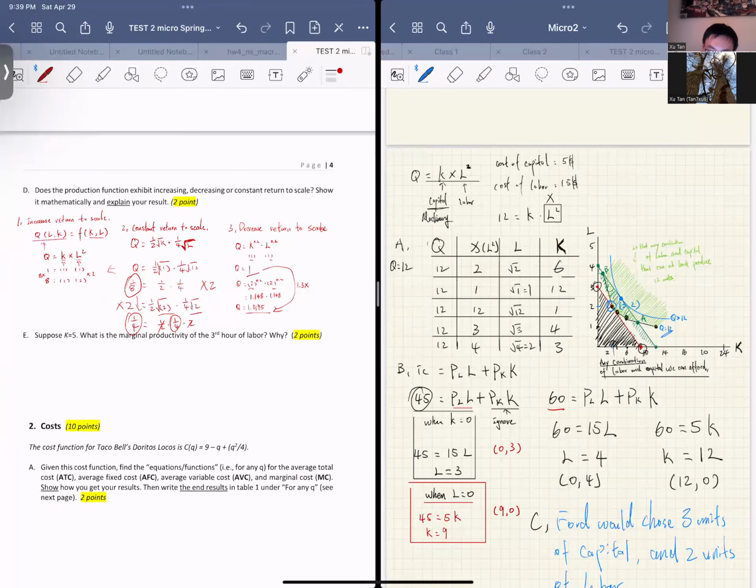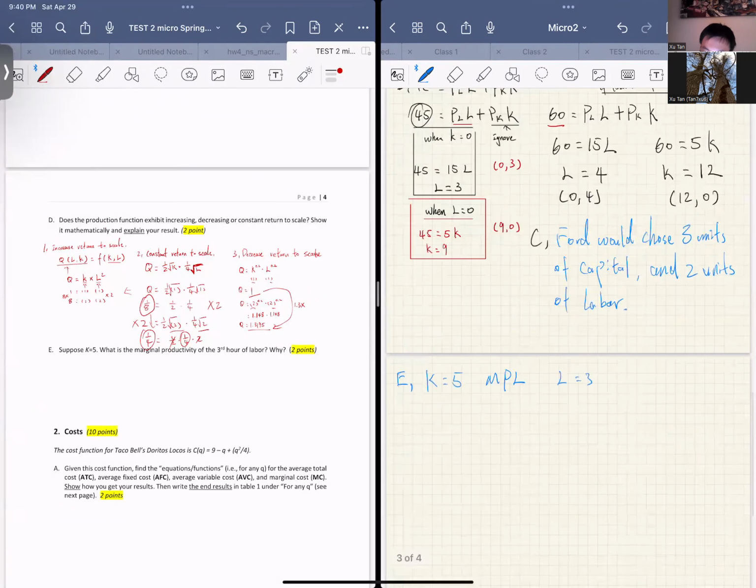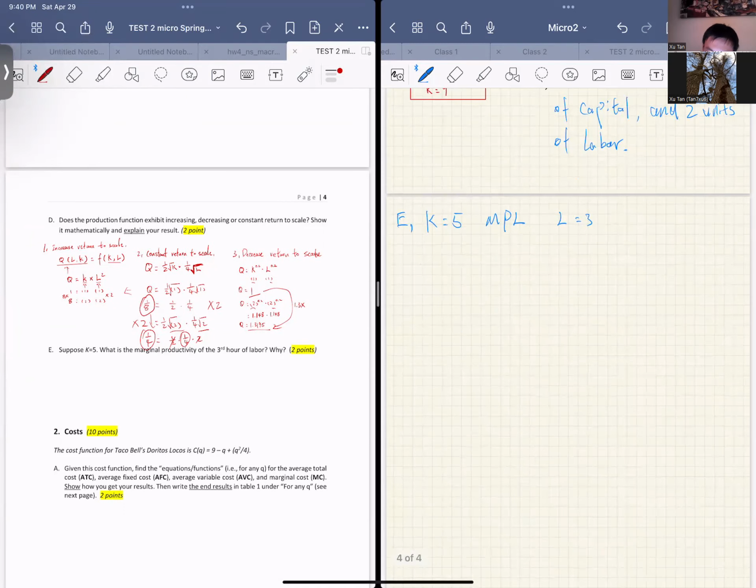Okay, so now let's try to do E. Suppose K equals 5, what's the marginal productivity of the third hour of labor? So what's the marginal productivity of labor when L equals 3? What's the function of marginal product of labor? Marginal product of labor is the change in Q divided by the change in 1 unit of L.